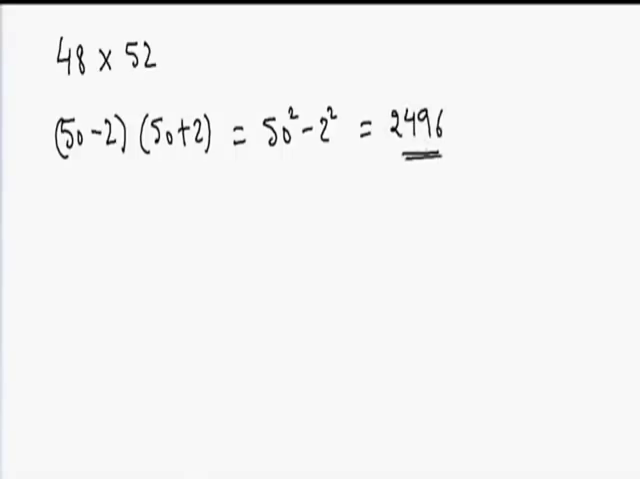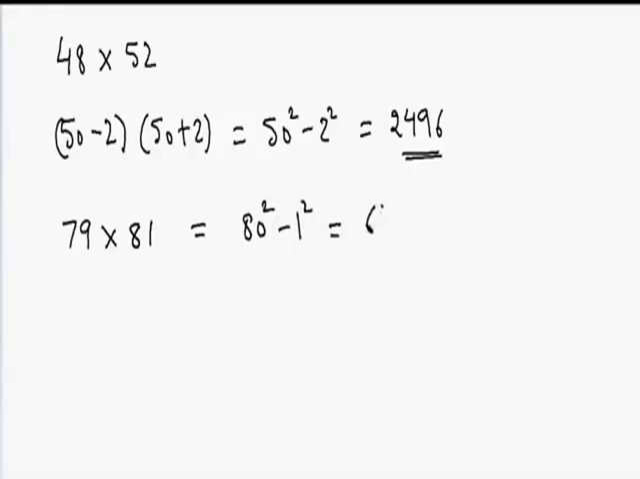2496. Right? Same way, suppose I have to do 79 into 81, the answer will be equal to 80 square minus 1 square.